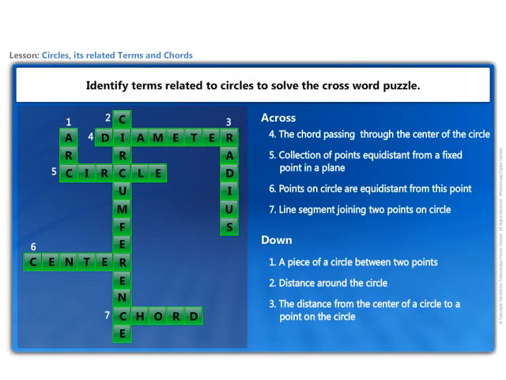Identify terms related to circles to solve the crossword puzzle. If the student keys in the correct words, the green light is shown. If the student keys in a wrong answer, a red light is displayed.